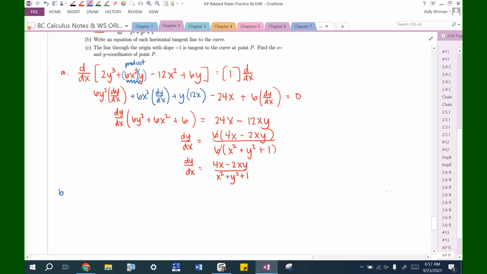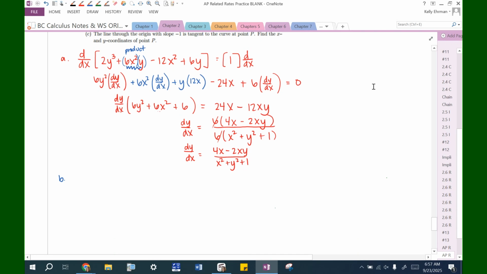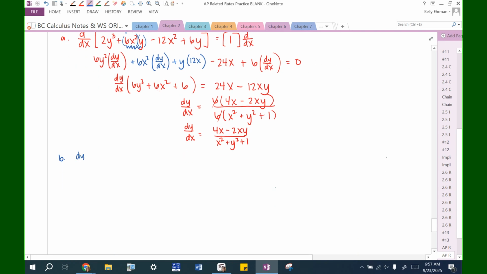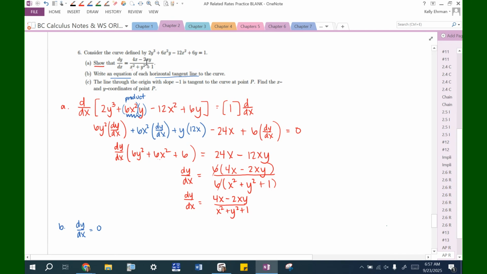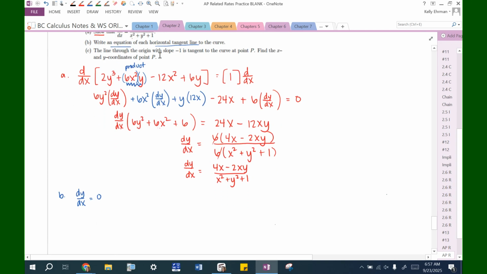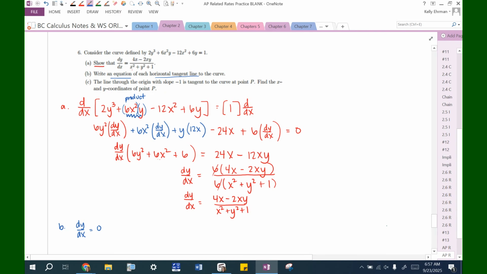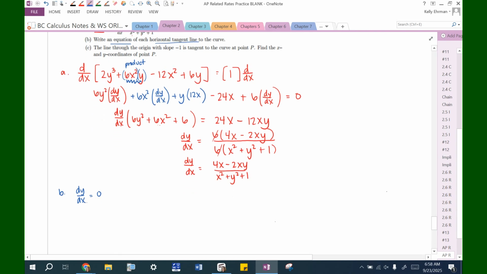Okay, part B. Write an equation of each horizontal tangent line to the curve. So what does horizontal tangent line mean? It means dy dx needs to equal 0. And what does that mean? Remember, they gave you dy dx. So even if you totally screwed up on part A, they give you this formula, so you can still do part B. That means that I'm setting the top equal to 0.